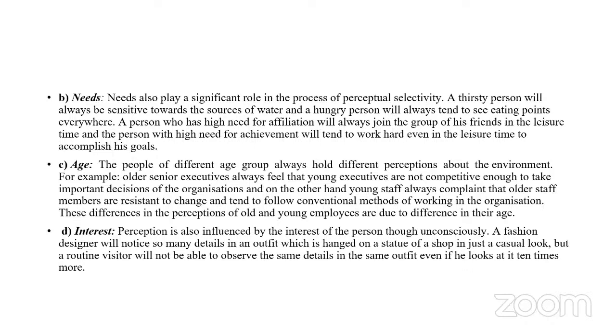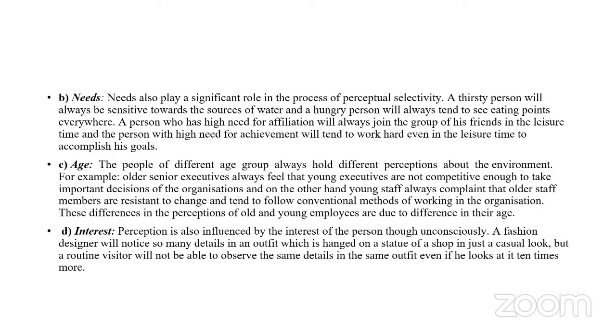The next one is age. So learning was one internal factor that affected perceptual selectivity. Needs is another internal factor. And the third one is age, right? People of different age groups have different perceptions about the environment. You all know this. This is what we call the generation gap, right? Your parents think differently when compared to you. Your grandparents think differently when compared to your parents. Or if you have children, your children must be thinking differently when compared to you, right?